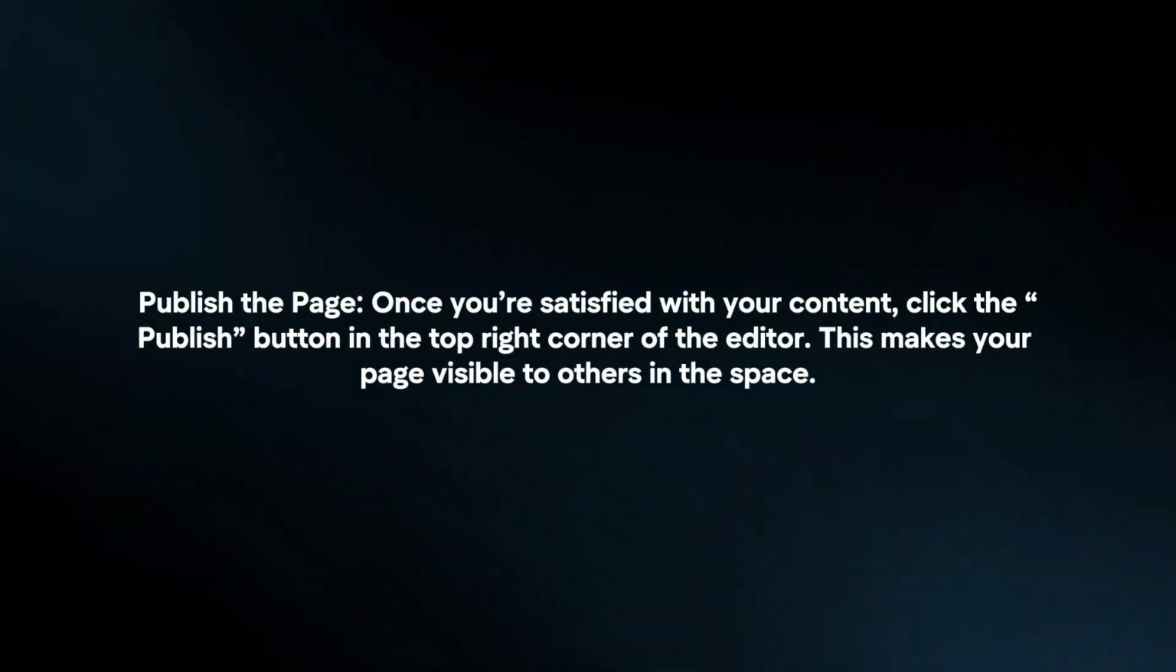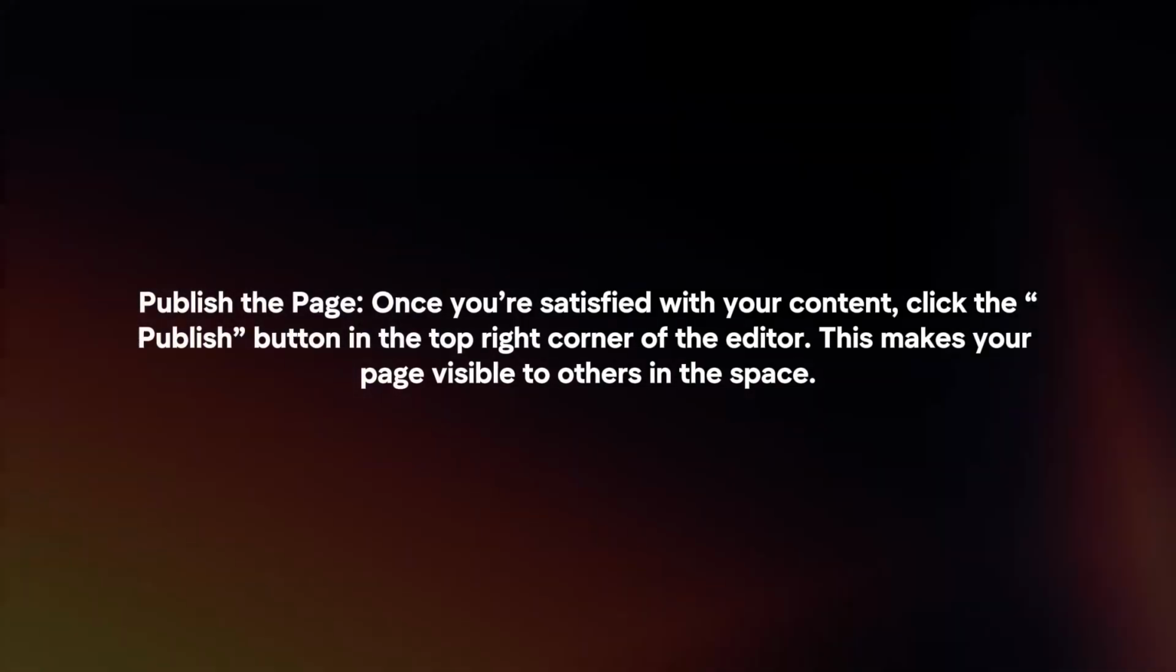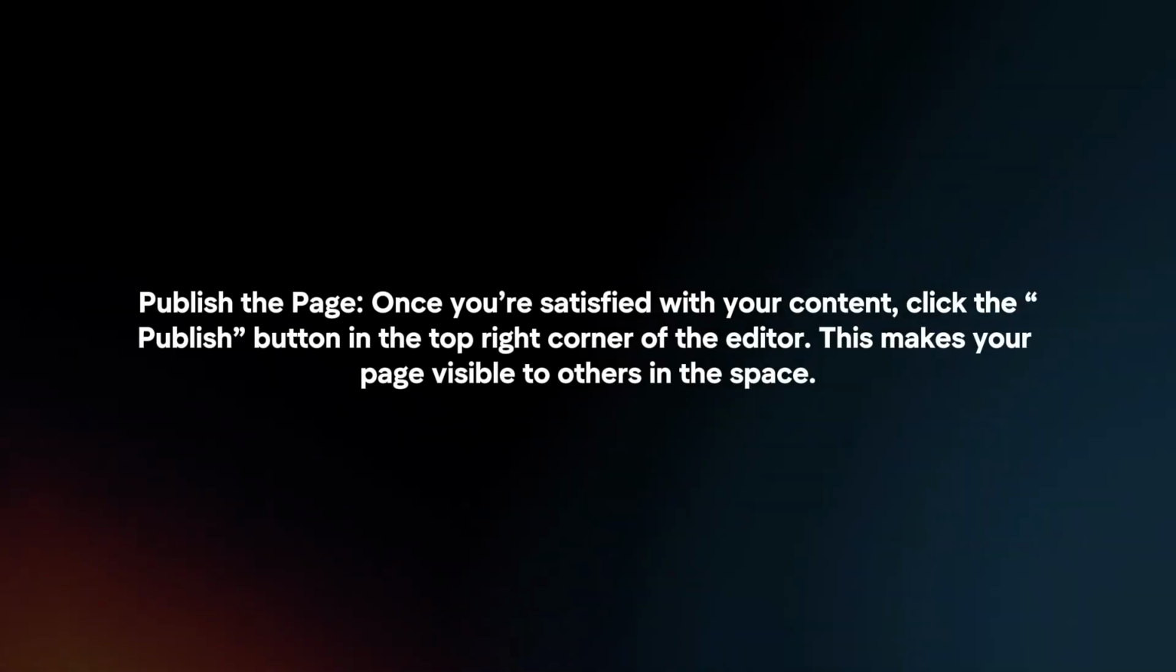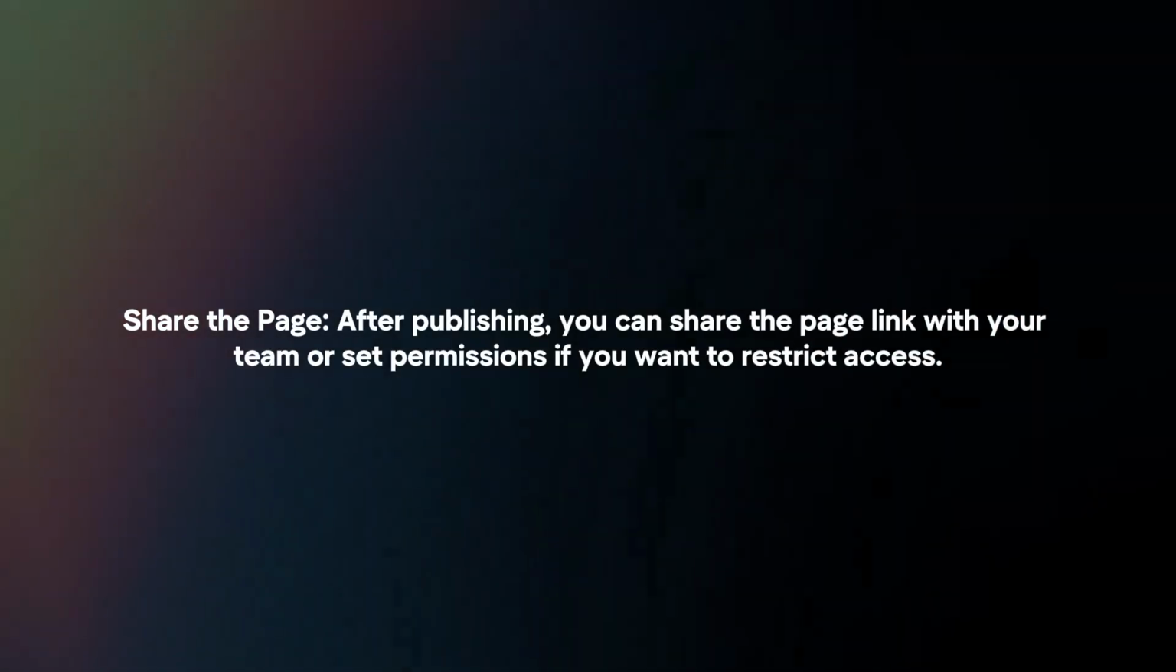Publish the page. Once you're satisfied with your content, click the Publish button in the top right corner of the editor. This makes your page visible to others in the space. Share the page. After publishing, you can share the page link with your team or set permissions if you want to restrict access.